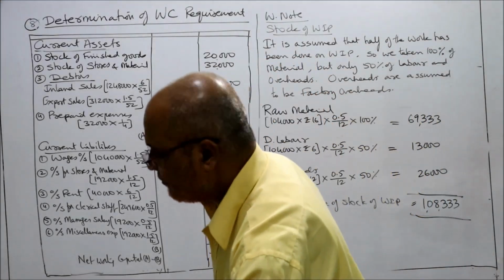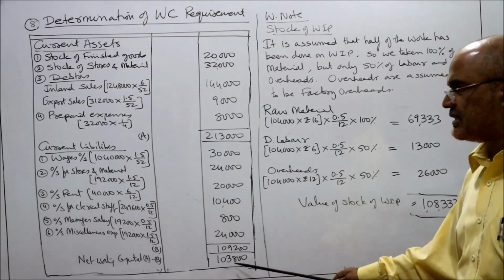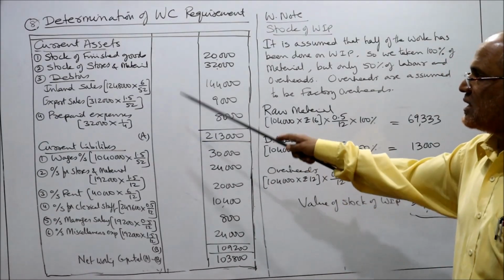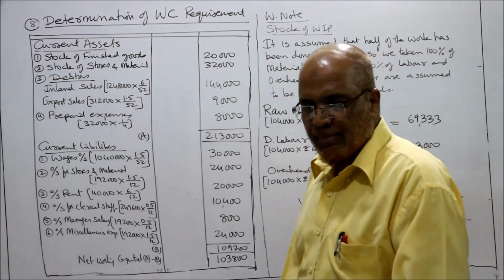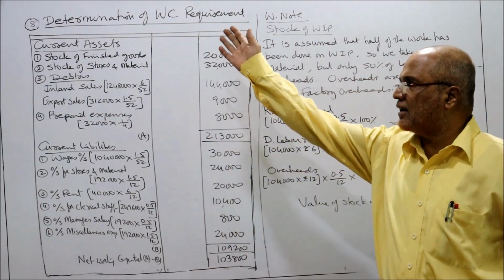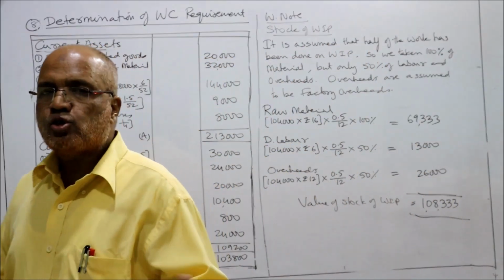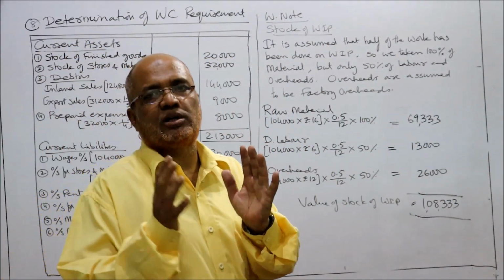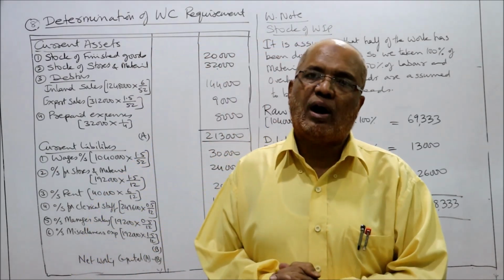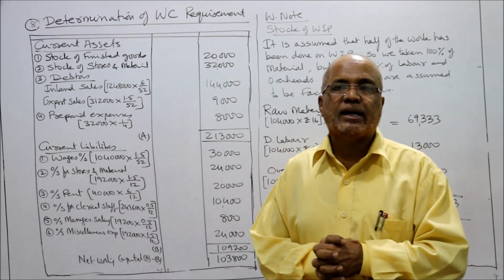So we got the total. Net working capital required is 1,03,800. So these are the calculations. This is the method of ascertaining the working capital requirement, taking the current assets minus current liability, right? So after doing so many problems, I think you got the procedure of how to find out the working capital requirement according to components method.